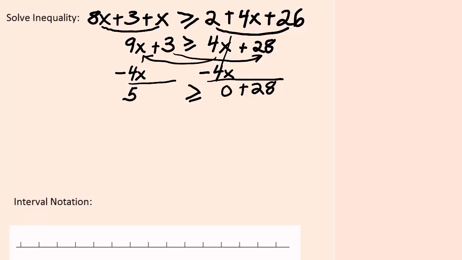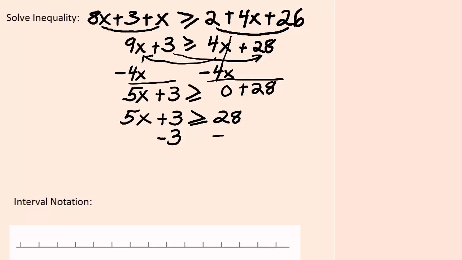9x minus 4x is 5x, so I'll have 5x plus 3 on the left. Now I combine the 3. I am going to add 0 and 28 first, just to clean up my inequality. 0 plus 28 is 28. Now I'll combine 3 and 28 by subtracting 3 from both sides of the inequality.